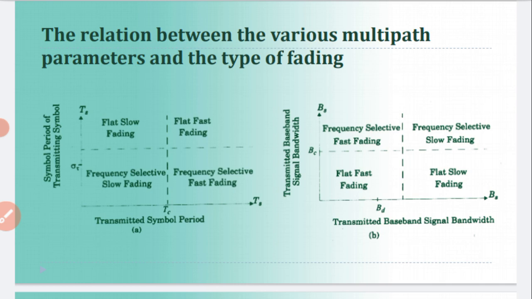The second figure shows BD. What is BD? Doppler spread, and BC is the bandwidth of the channel. So these are the types of fading which may occur due to variation in the Doppler spread, coherence bandwidth, delay spread, and channel bandwidth. Just go through it.